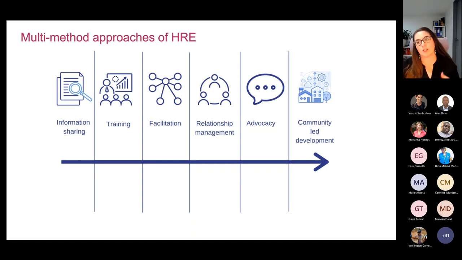And lastly, we have community-led development, which is usually a longer-term project or activity, and it could be issue-focused. It's a longer-term project that's focused on a particular issue, or perhaps it's sector-focused, like looking at education, for example, or housing, or perhaps detention centres. And it also could be geographically focused, so looking at a particular region and the human rights impacts of a certain initiative on that region.